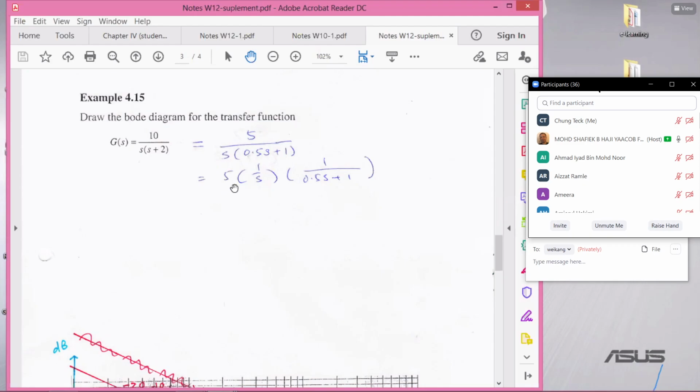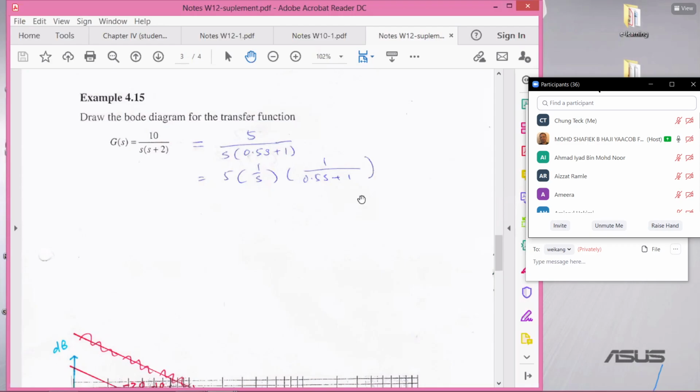So we know how to draw a Bode diagram for a constant k. We know how to draw a Bode diagram for 1 over s. We know how to draw a Bode diagram for 1 over 1 plus ts. And then we just add those three curves together. That's it. And then you have your Bode diagram. So let us do that.